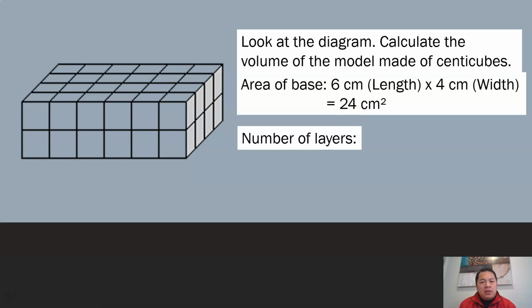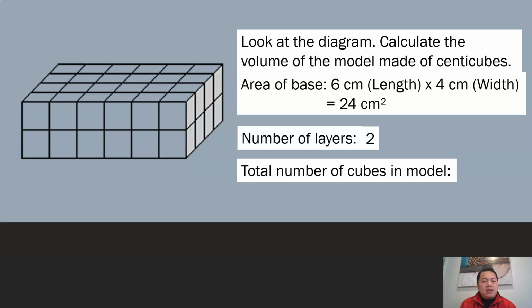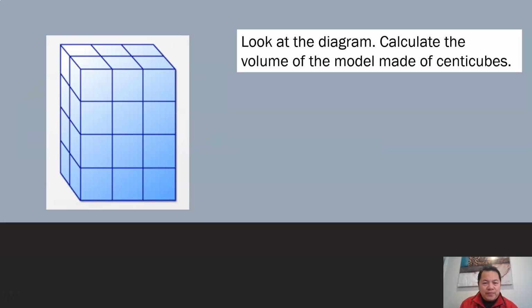Next question: how many layers are there on this model? There are 2 levels here, so there are 2 layers. To find the number of cubes, there are 24 cubes at the base, and the height is 2. So that's why 24 times 2. In total, there are 48 cubes. Easy, isn't it? Okay, let's move on.